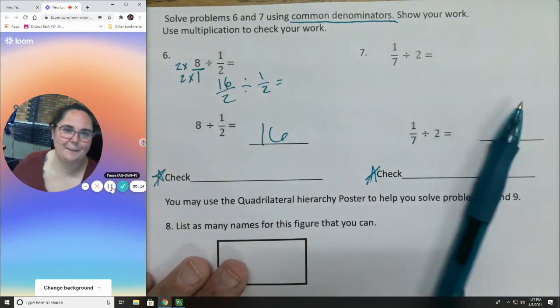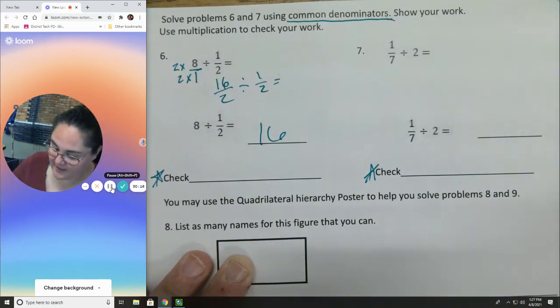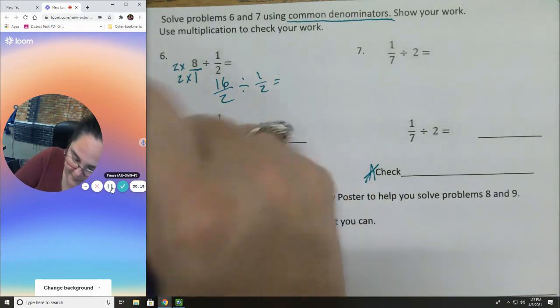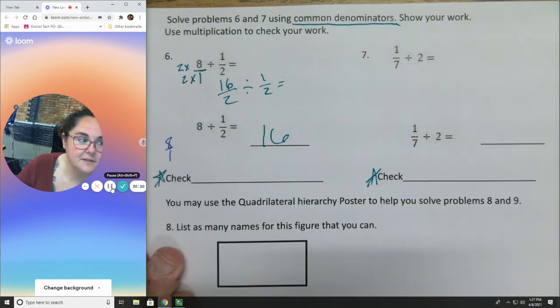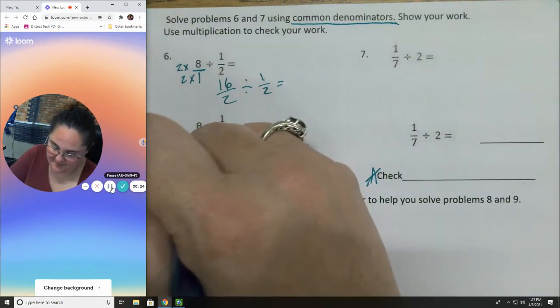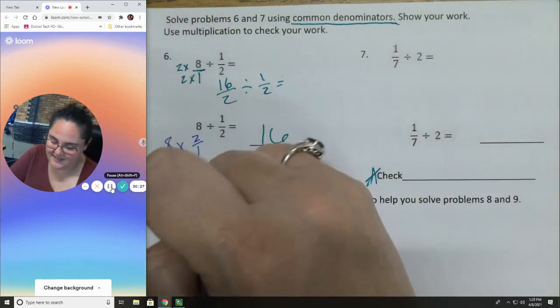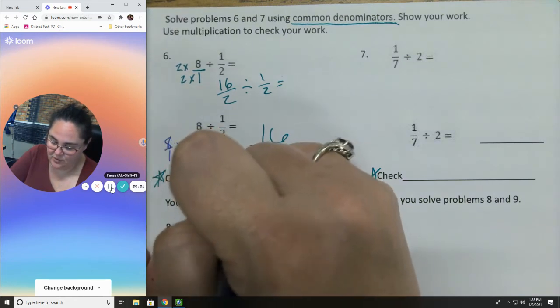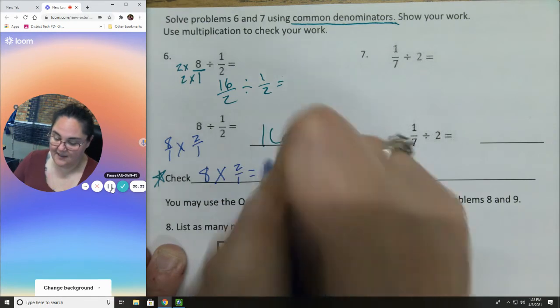16. Awesome. So now we're going to do our keep, change, flip to check it. So keep, change, flip. 8 times 2 is 16. So I could do 8 times 2 over 1 equals 16. That is a good way to check it.